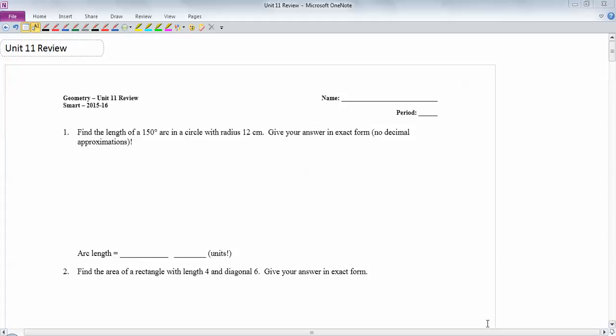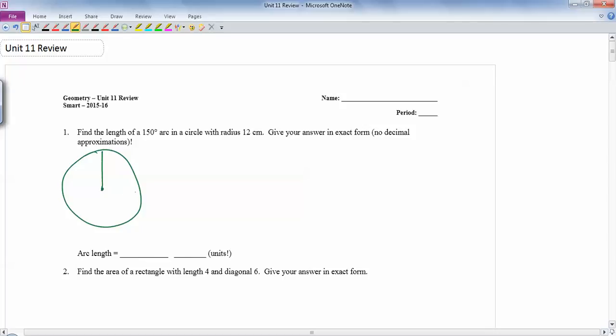All right, so let's do the first three problems from the Unit 11 review. So let's see. First one, we got a circle. Radius is 12. We'll draw a little sketch. Circle, radius is 12. And there's a 150-degree arc in it.